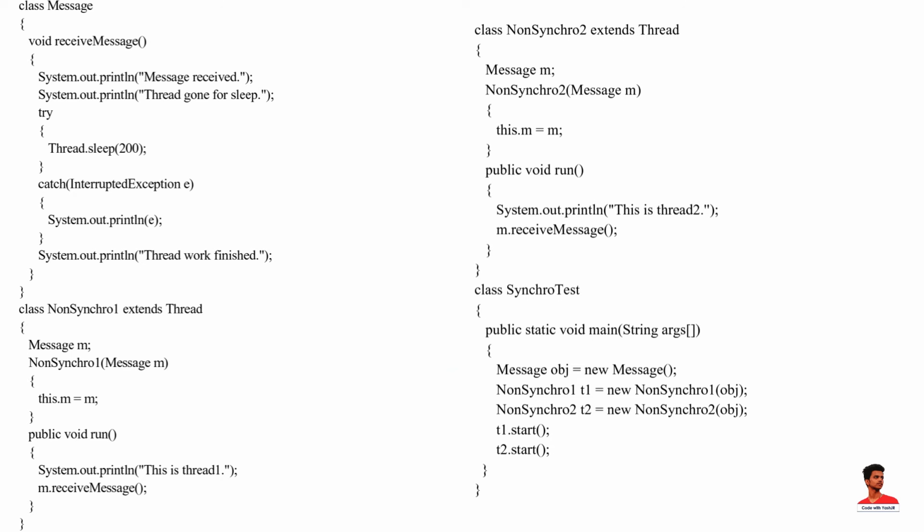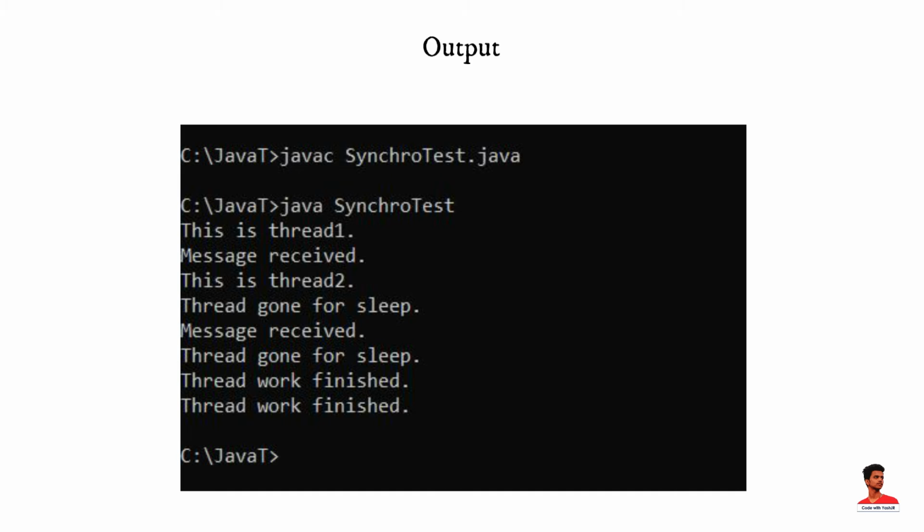In this example, object obj of class message is shared by both running threads to call the shared method. Hence the result is non-synchronized and such situation is called race condition.